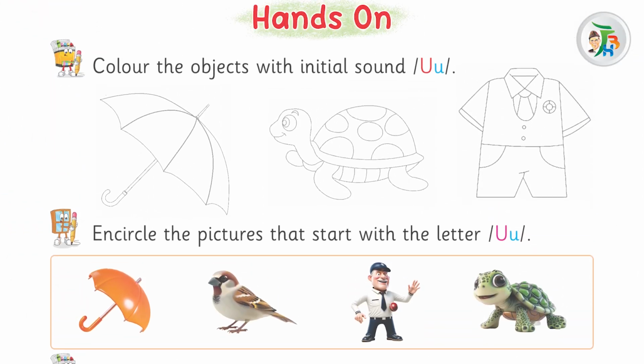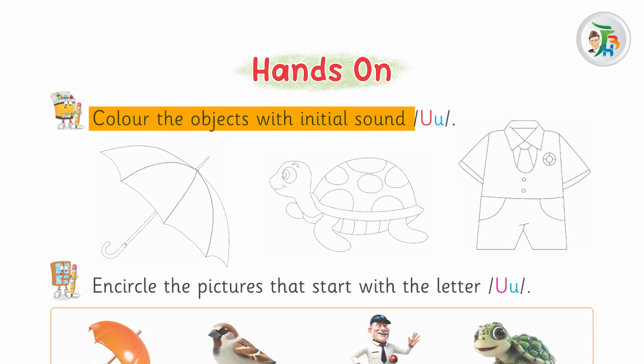Students, move on to the next page. Color the object with initial sound U. आपके सामने different object हैं. आपने letter U से जो object start होता है उस पे color करना है.